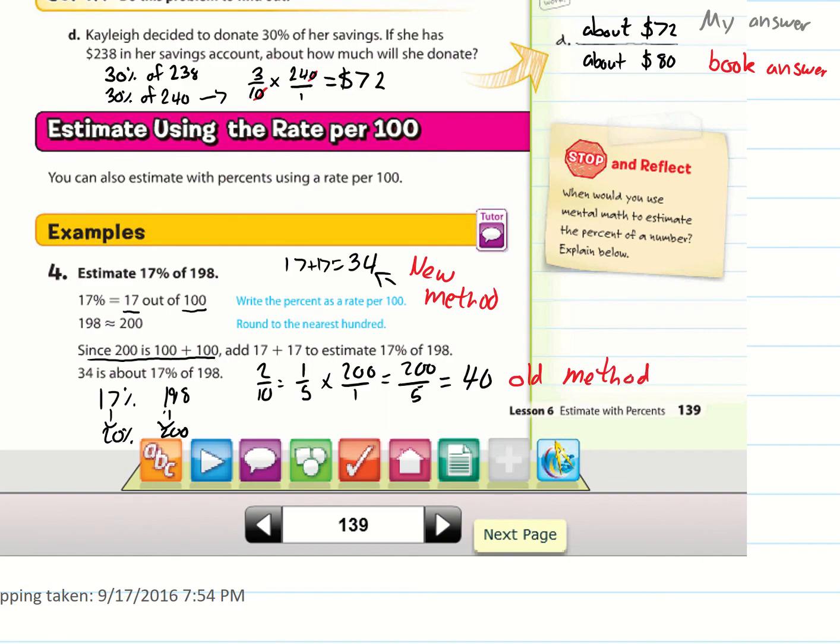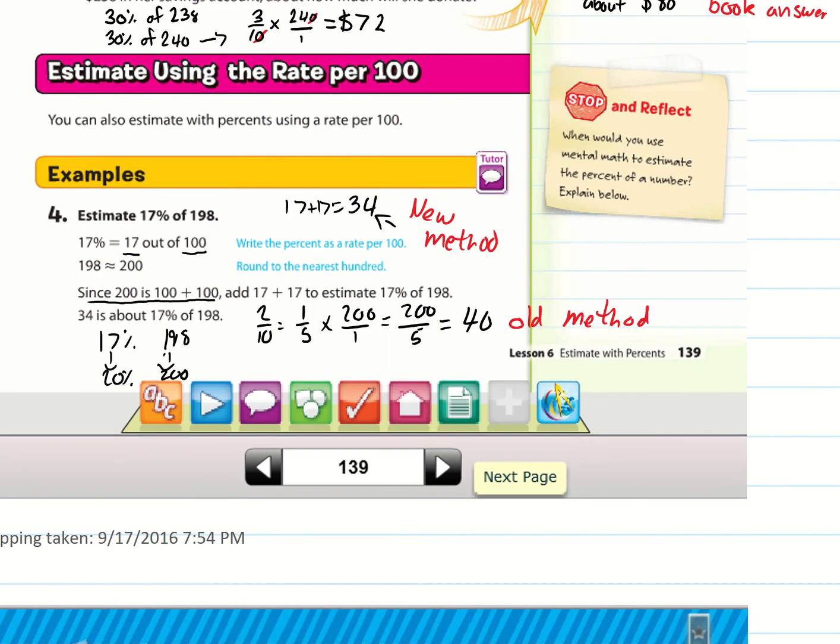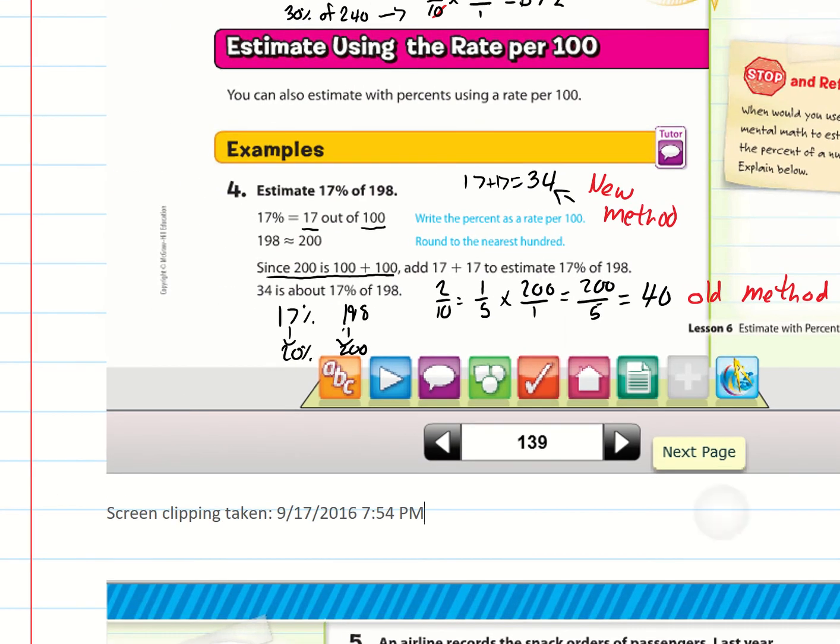So I'm just going to go over the new method one more time. So the important information is 17 out of 100. That's 17%. And since 200 is 100 plus 100, if I take 17% of 100, that's 17. If I take 17% of 100 again, that's also 17. So in total, 17% of 200 is going to be 34.